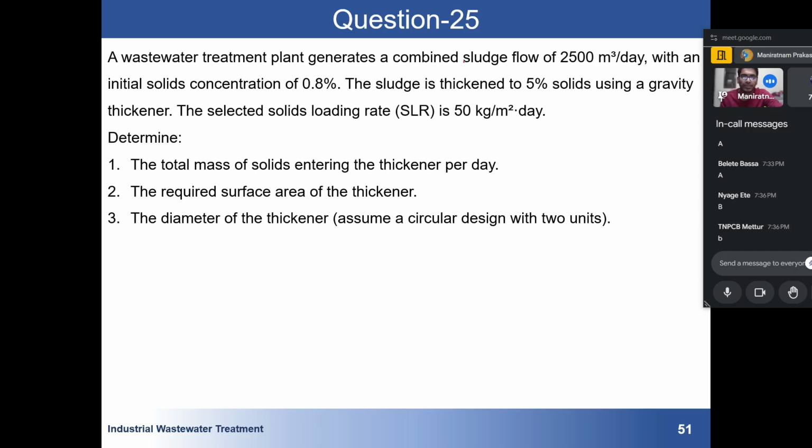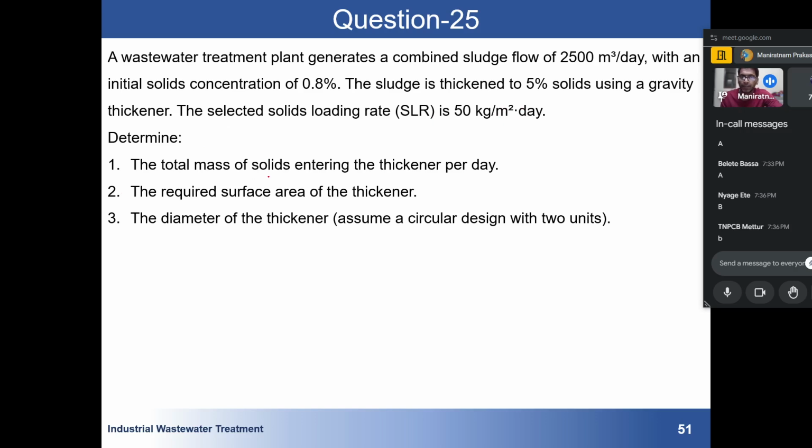A wastewater treatment plant generates a combined sludge flow of some cubic meters per day with an initial solid concentration of 0.8%. The sludge is thickened to 5% using a gravity thickener. The selected solid loading rate, that is SLR, is 50 kg per meter cube per day.